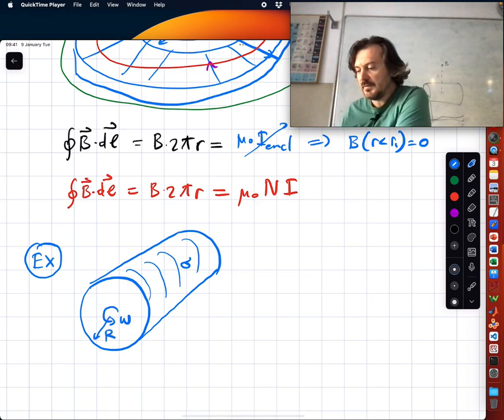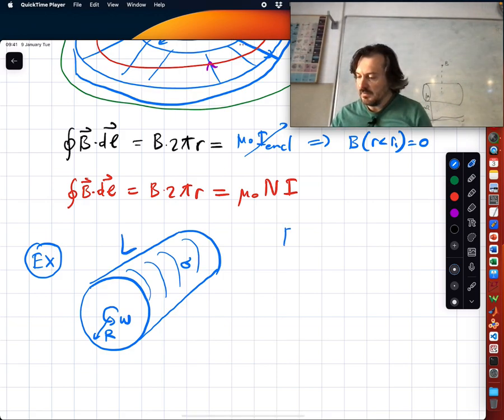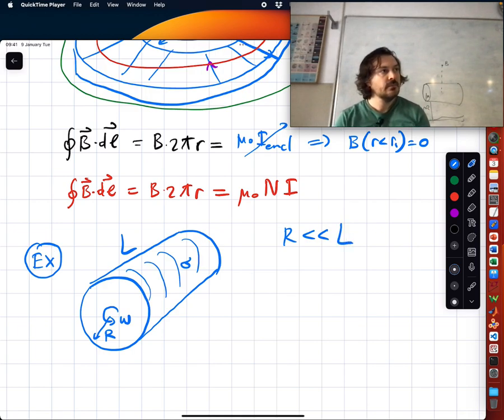Then the question is, of course, there are some assumptions. R is much less than L. Okay? Otherwise, there is fringing effect. Are you with me? Yes.